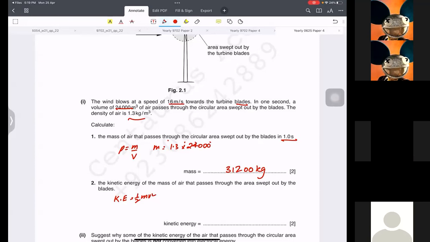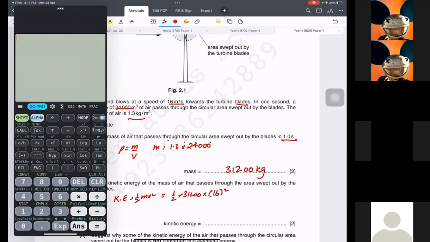All right. Now, half m v squared. So now you have the mass. Also, you got the speed. To do that.